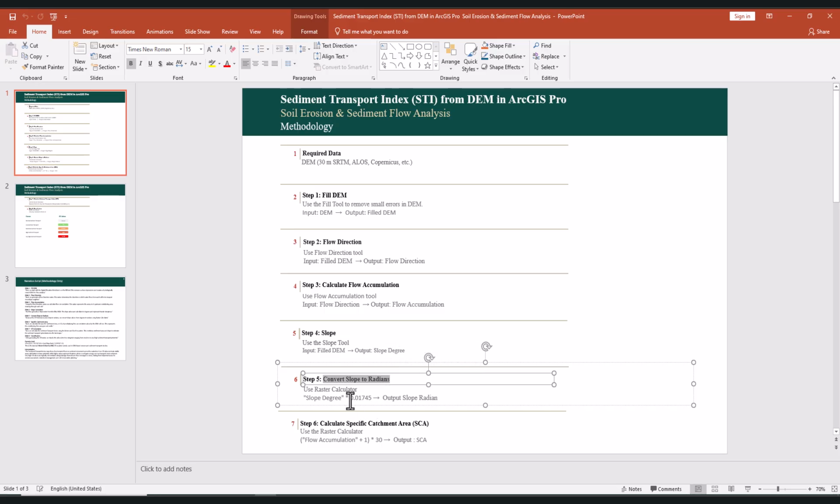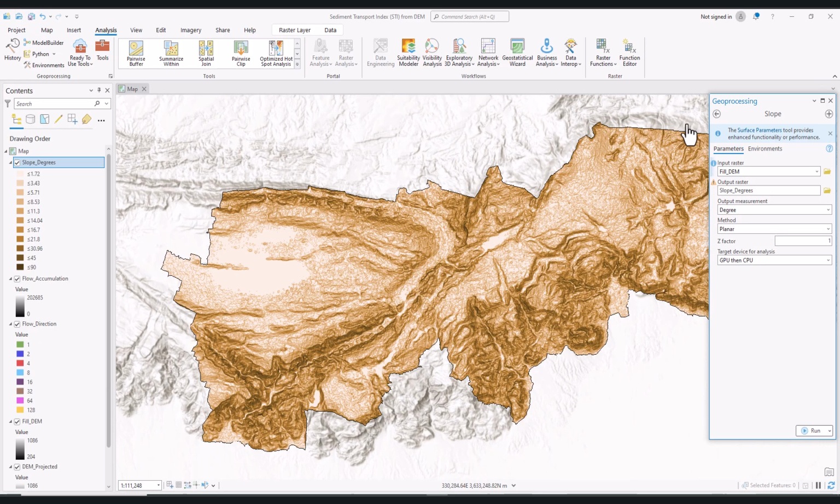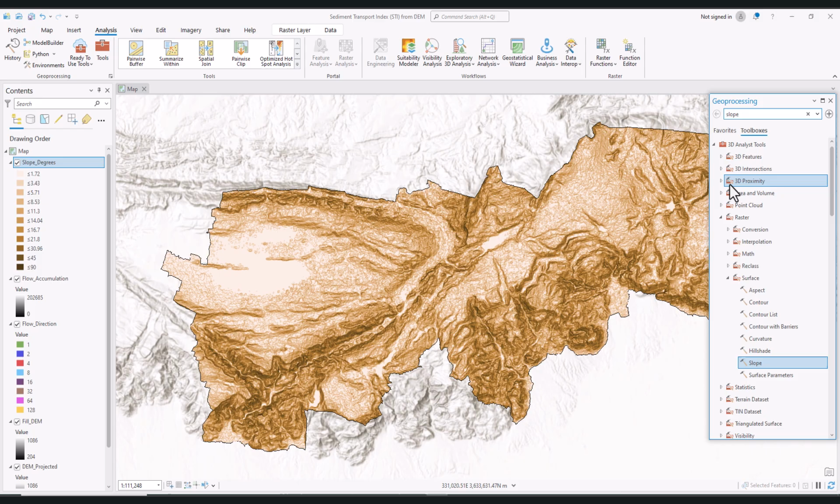Because the STI formula requires slope in radians, we convert the slope values from degrees to radians using the Raster Calculator.